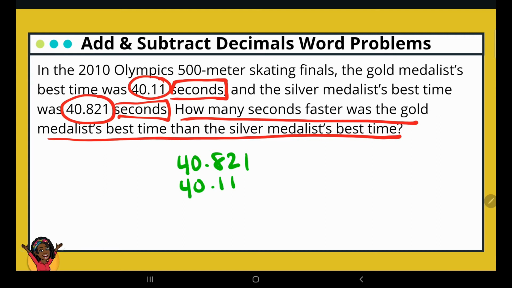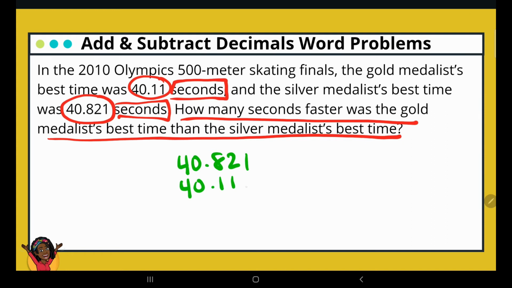Okay, now how do I know that the 40.821 is the bigger number? Let's take a look at the places. So they have the same digit in the ones position, zero, and they have the same digit in the tens position. So they both have the number 40. Now let's look in the tenths position. So here I see the number 8 and the number 1. 8 is bigger than 1. So that will tell me that this is the position where 8 is bigger than the 1. Therefore, 40.8 is a larger number than 40.1.